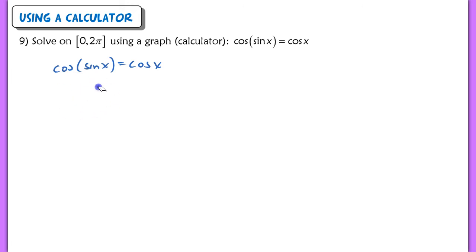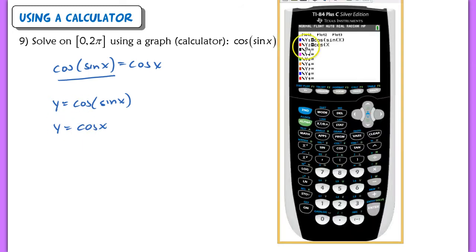Alright, now when you graph this, you're going to treat basically each of these as its own curve. So we're going to have y equals the cosine of the sine of x, and y equals the cosine of x, and we'll see where these two curves intersect. So I have already typed that into my calculator, so just type in cosine of sine of x and cosine of x. I'm using a different calculator because I want you to see the colors here.